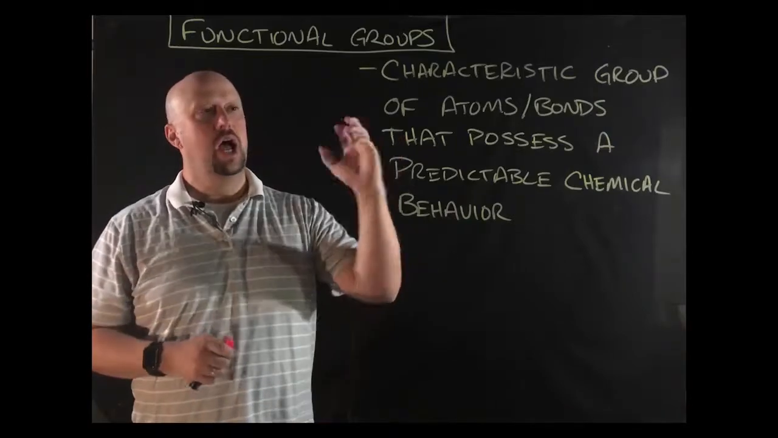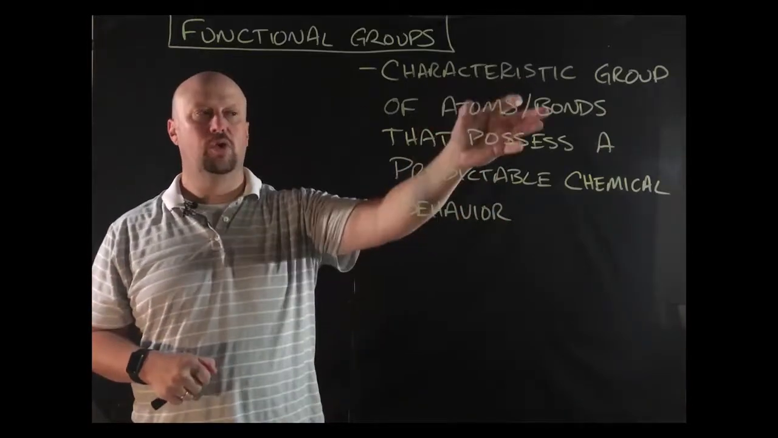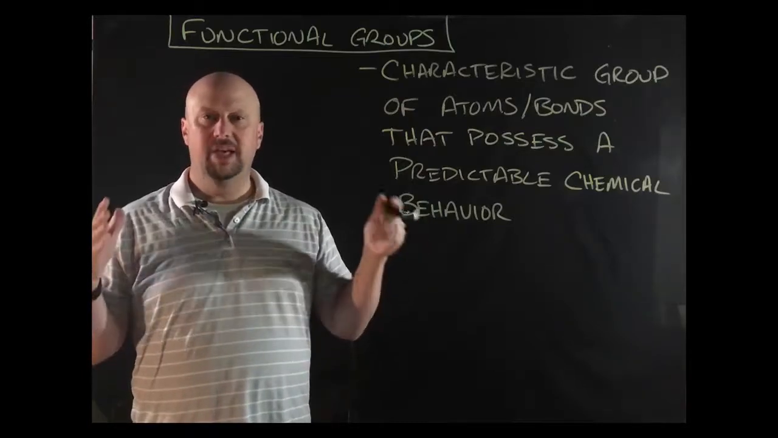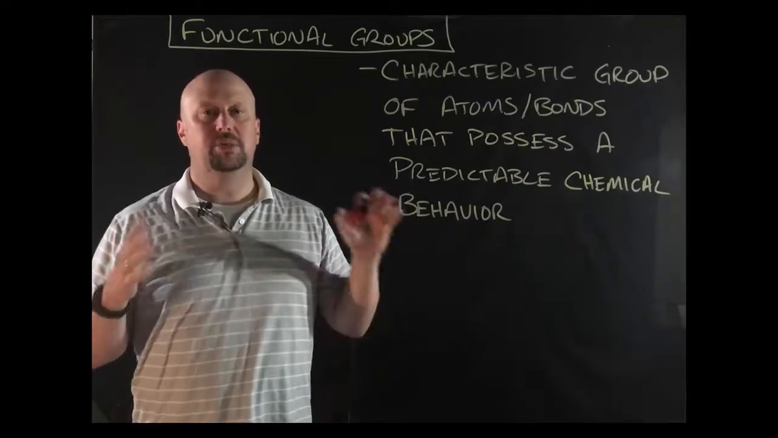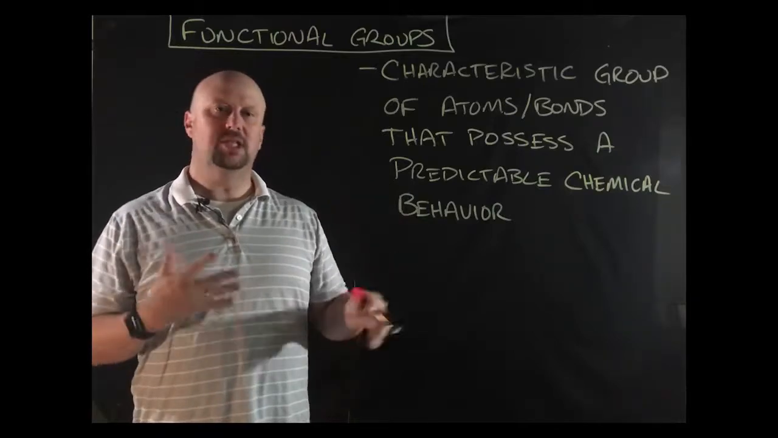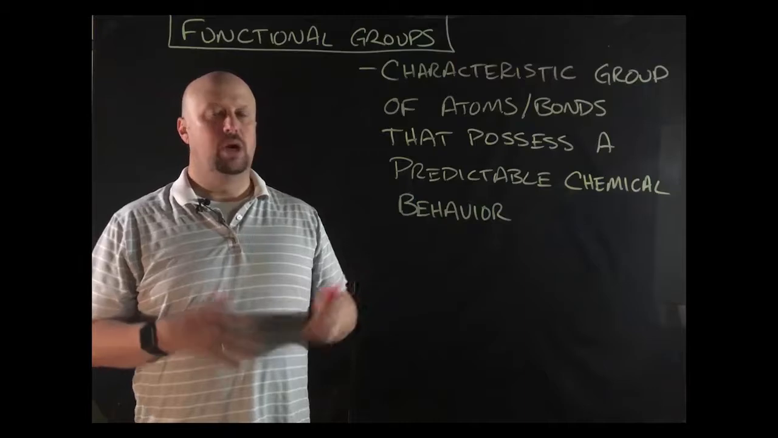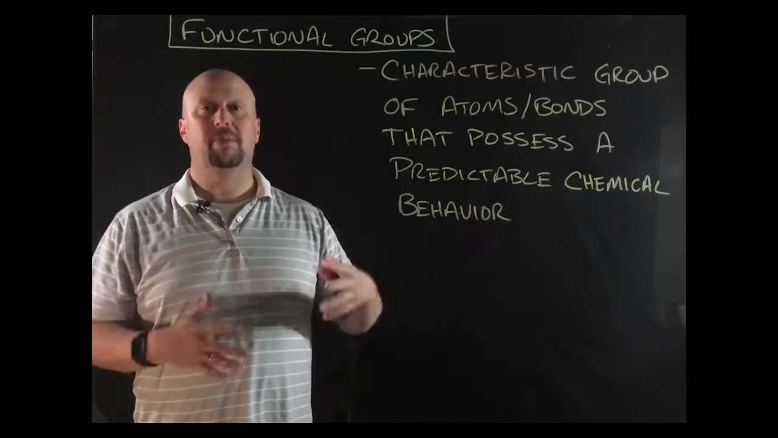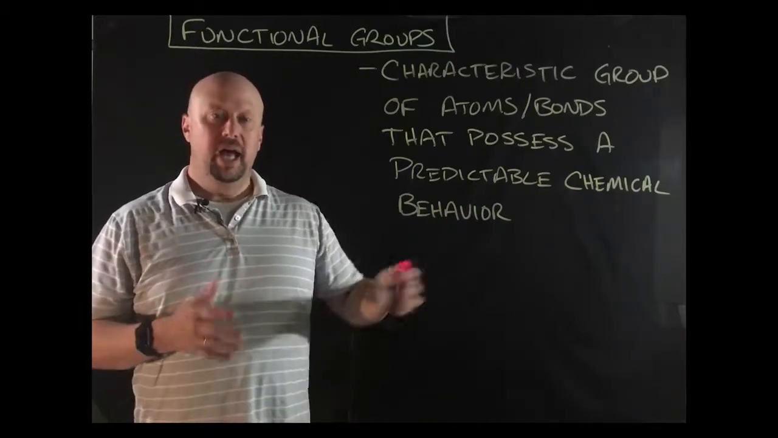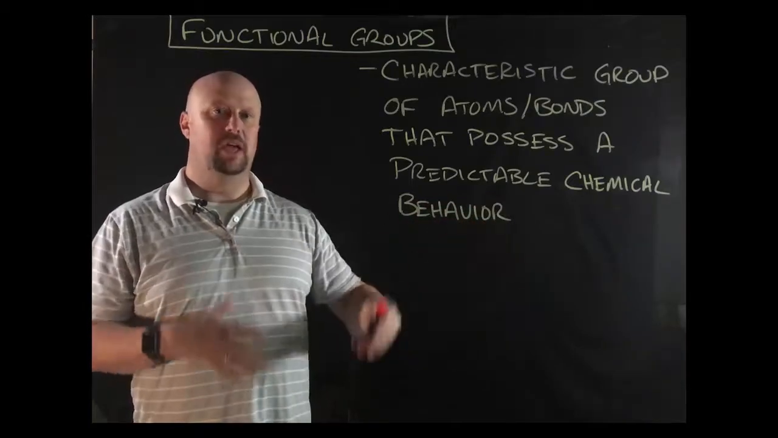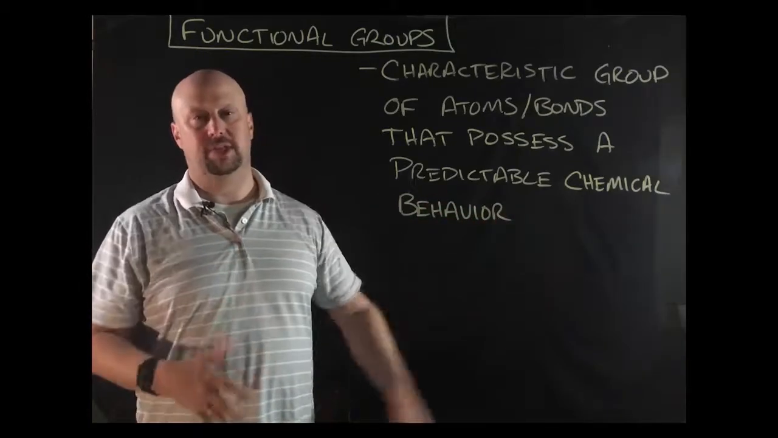examples of them. So a functional group is essentially just a group of atoms or bonds that have a specific, predictable chemical behavior. And what that means is that they're going to behave in similar patterns. So for instance, we're going to talk about a group of chemicals called alcohols, and alcohols have a predictable chemical behavior. They tend to react in very similar ways.